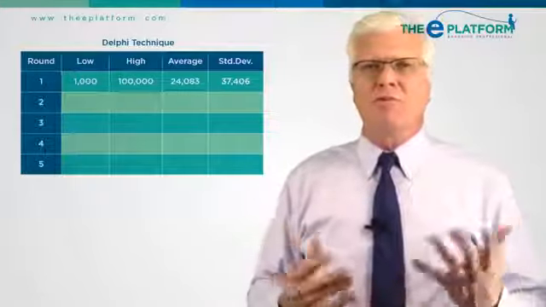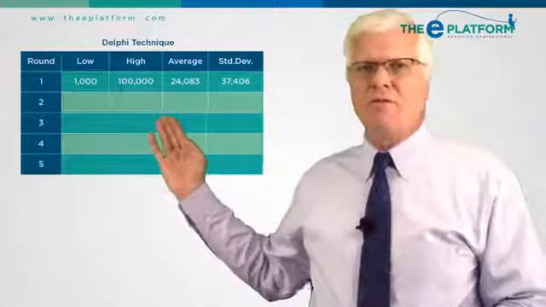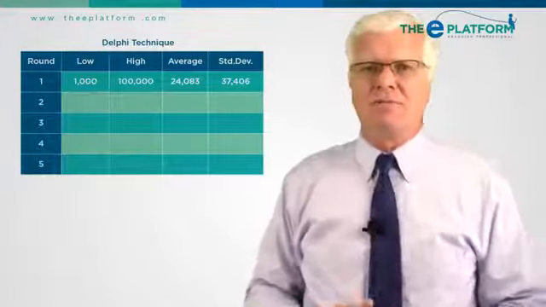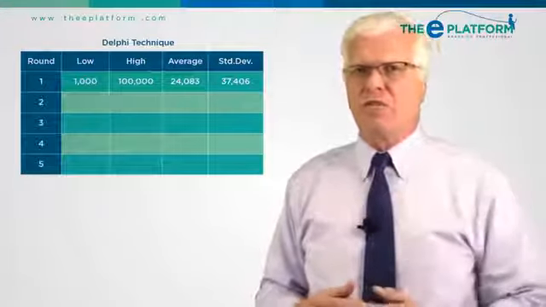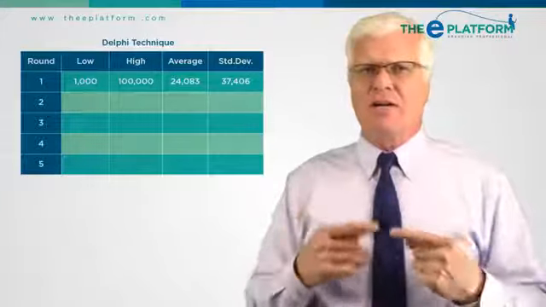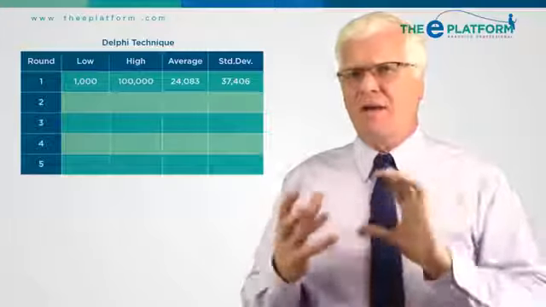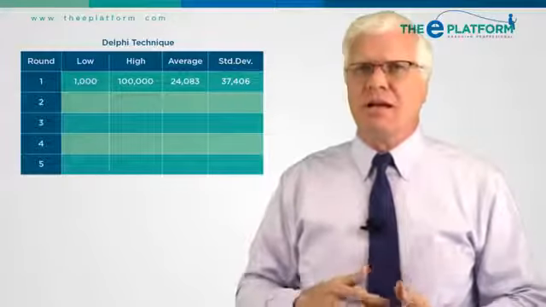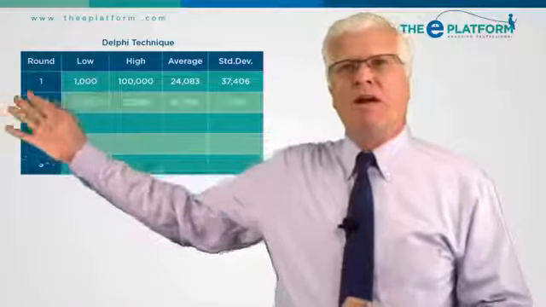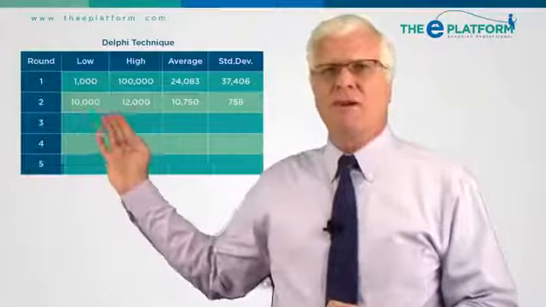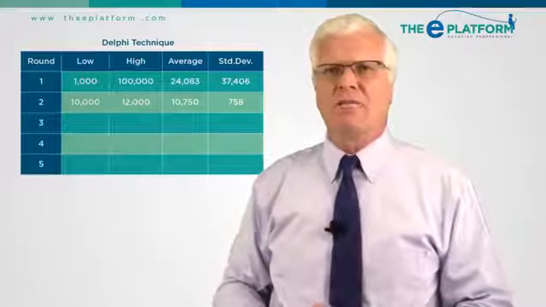Well, the first time the range was very wide, from 1,000 to 100,000, with a very large standard deviation. When the managers who had guessed 1,000 and 100,000 saw the average, they rechecked their calculation and realized that they'd each made an error in order of magnitude, and they returned with smaller numbers. The second time, the range I showed was from 10,000 to 12,000 with a much smaller standard deviation.